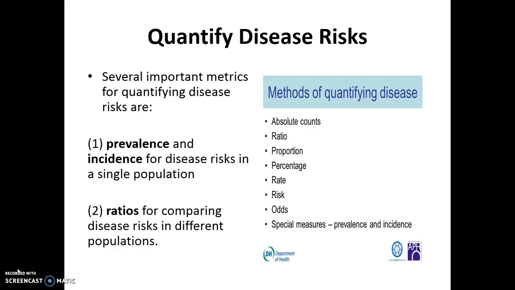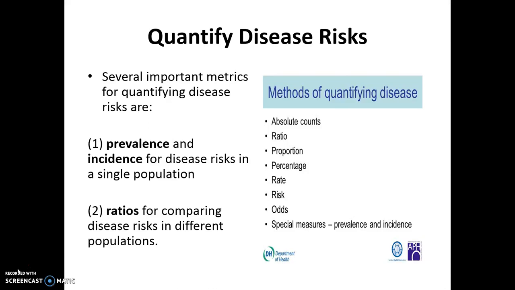Quantify disease risk. So we're really getting to quantitative research. The first thing we want to do is try to quantify the disease risk. For example, we have prevalence and incidence in a single population, or ratios for comparing disease risk in different populations, which we call relative risks. And of course, you have many more quantitative disease risk measures, such as absolute count, ratio, proportion, percentage, rate, risk, odds, or odds ratio.